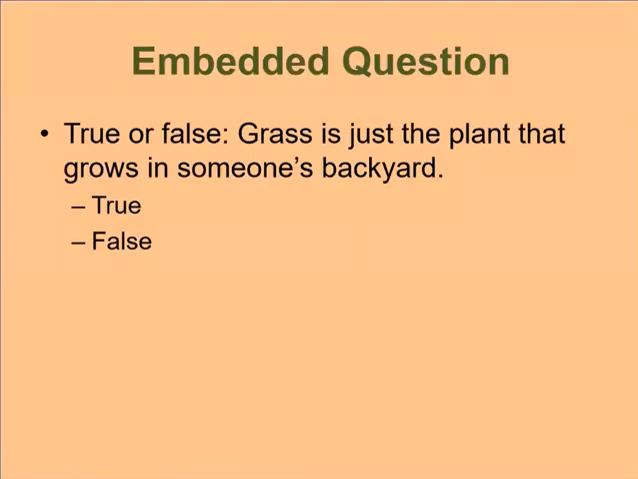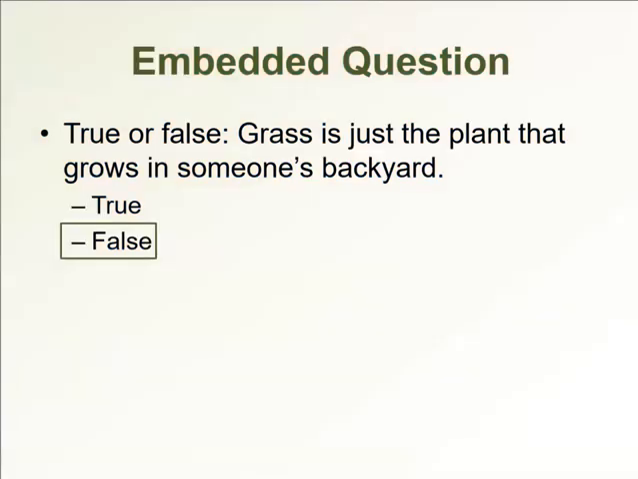So true or false, grass is just the plant that grows in someone's backyard. So true, false, good. So grass is actually a type of plant. So there are many different types of grasses, and I'm not going to go into it, but the way that they photosynthesize is different than some other plants, and that's how they're all related. But they're very important for the food system.